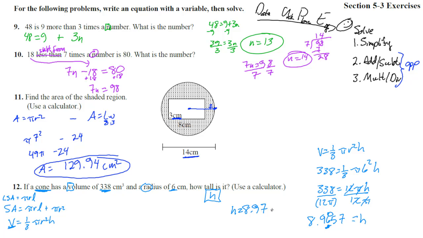If we round to the nearest, say, hundredth, that's a good place, then h equals 8.97. Now, is this going to be inches, centimeters? Oh, there we are. Volumes would be centimeters cubed. Areas, if we found one of those areas, would be centimeters squared, and this length would be centimeters. h equals 8.97 centimeters. Good.